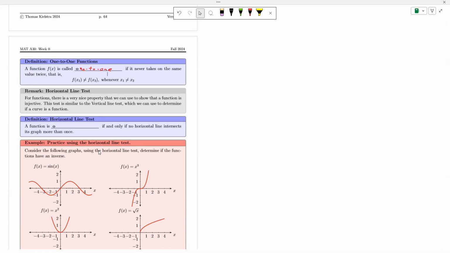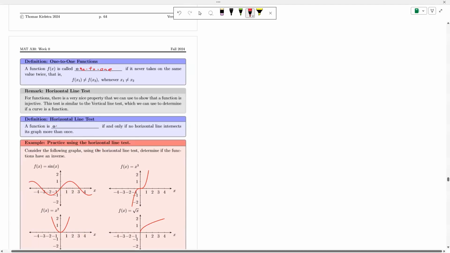Remember when we looked at functions and we had the vertical line test, which told us whether or not it was a function. Now we have a test that tells us whether or not it's an invertible function, or a function has an inverse. And here we're going to do horizontal lines. If the horizontal line only touches once, and it passes the vertical line test, of course, then the function has an inverse.